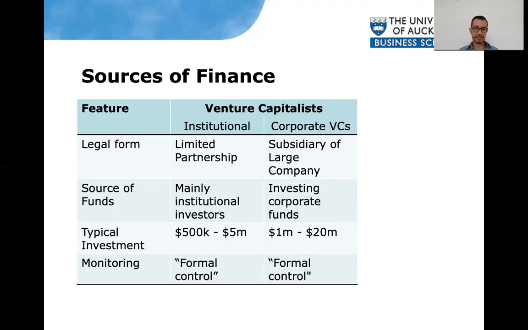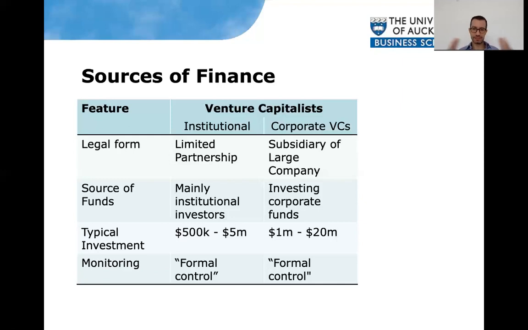The source of funds also obviously differs. Institutional firms get institutional investors' external money, while corporate venture capitalists invest the funds from their corporation. In the case of Intel, for example, the venture capital arm will receive capital from Intel itself. The typical investment might also vary.